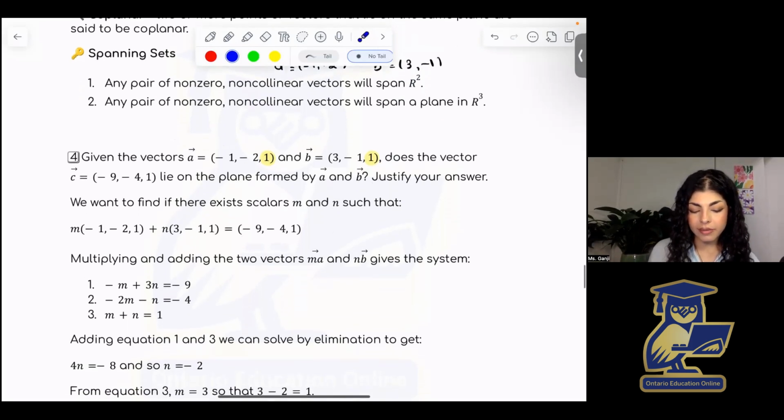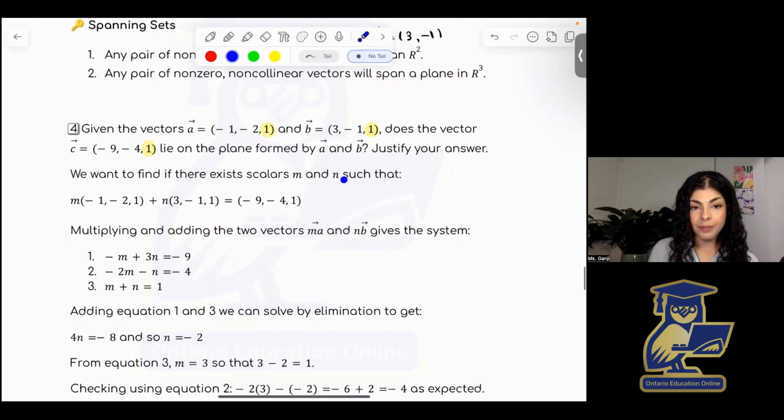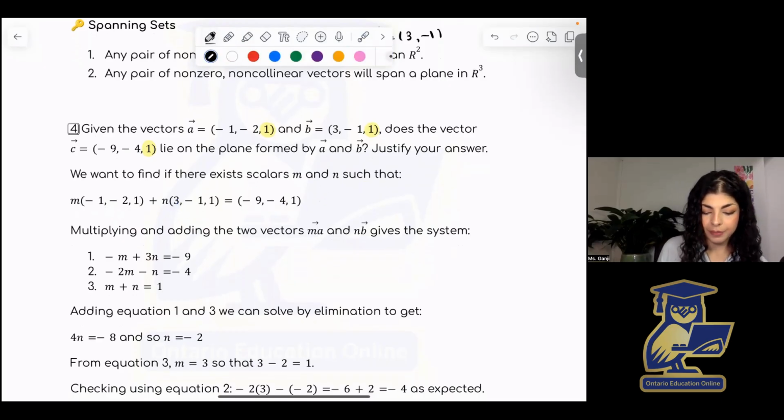And now we're asked, does the vector C equals -9, -4, and 1 lie on the plane formed by A and B? Already I can check that this is 1, so we're off to a good start. So pretty much we want to find two scalars M and N, so that if we multiply vector A by M and vector B by N, we can end up with vector C. So remember, this is vector C, this is A, and this is B.